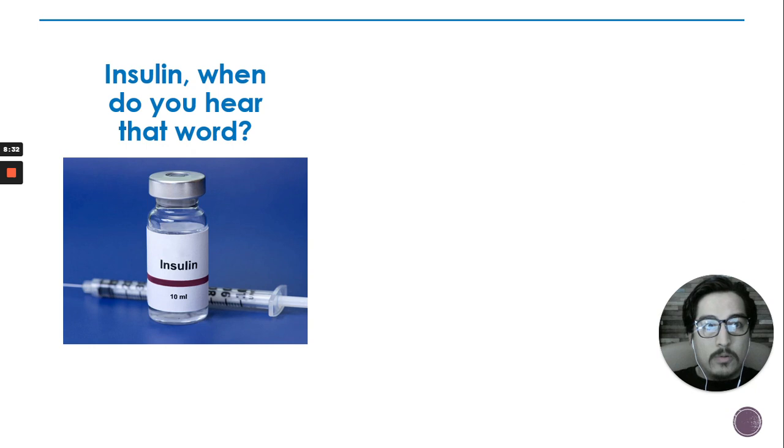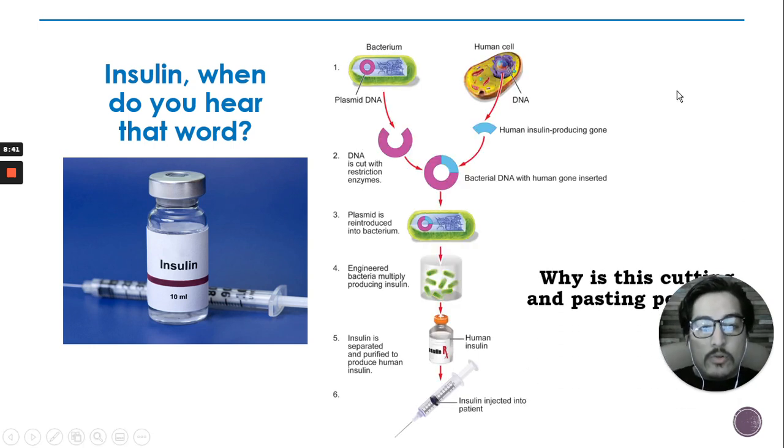Because a lot of people these days have diabetes, so you need a lot of insulin. So this is what they did, in order to kind of trick the system. They went and took the gene from a person that makes insulin. So on the right side, it says human cell.